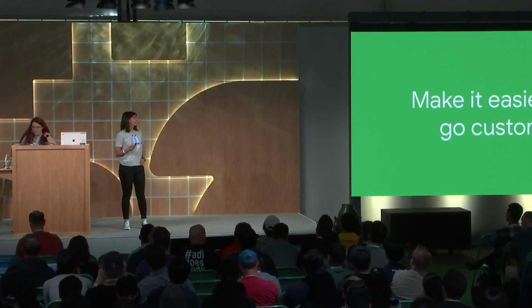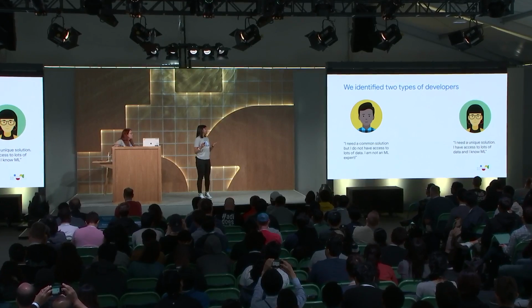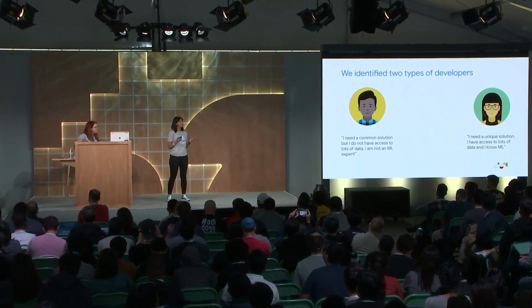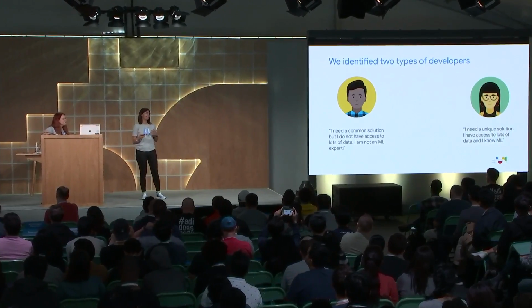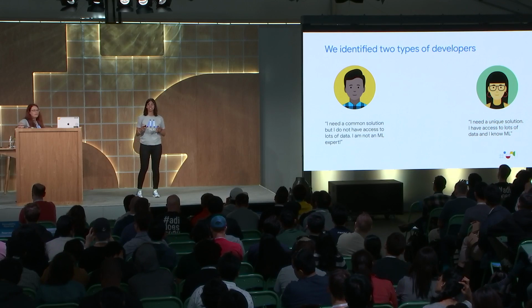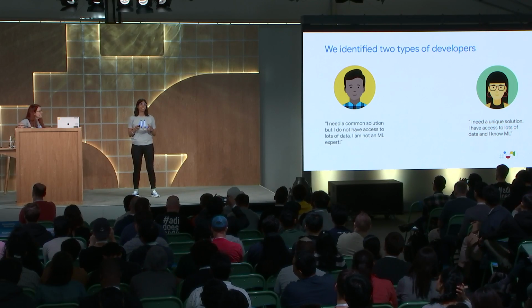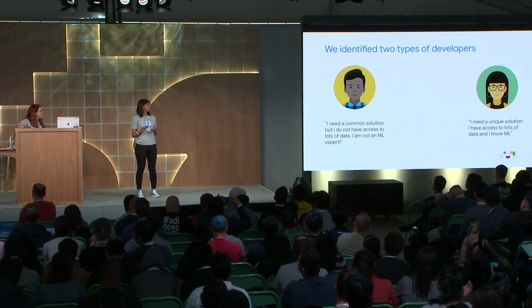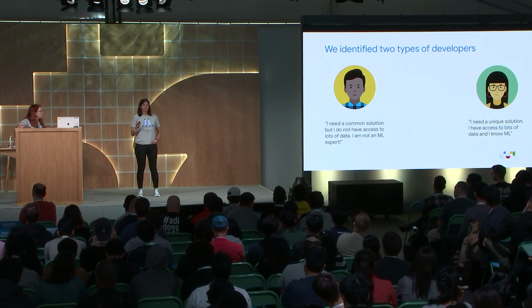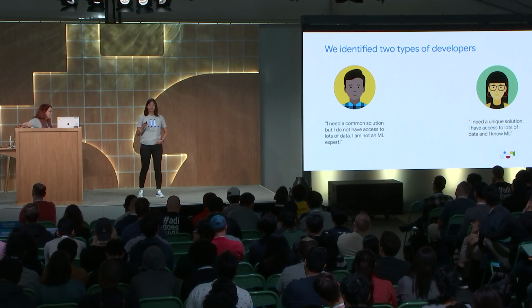Hey, everyone. I'm Sonakshi, and I'm a designer on the ML Kit team. When we got started with ML Kit, we identified two kinds of developers. On one end, you can see someone who needs a more turnkey kind of solution, something more common. They don't know too much ML, and they don't have access to too much data. On the other end, there are ML experts. They have lots of data, and they know what they're doing. They might come in to host their custom TensorFlow models on ML Kit. And we thought there were these two kinds of developers, and that was it.